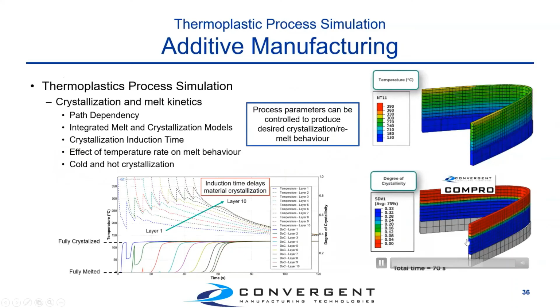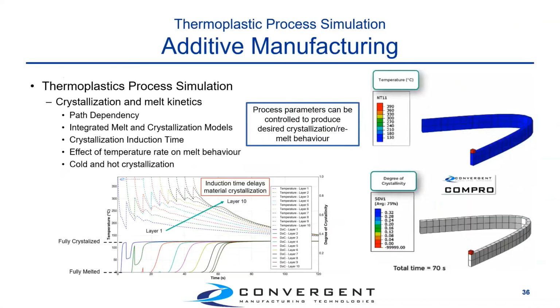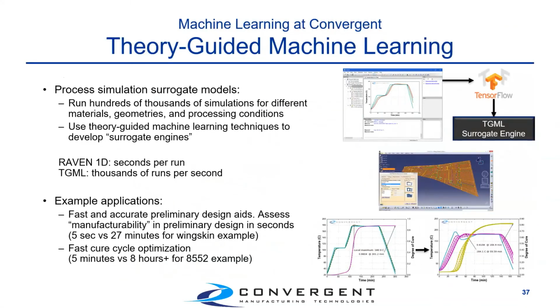Some of the features of the material models, for example, in thermoplastics, the crystallinity models, the melt models, the induction time models, all play key roles in an additive manufacturing process to set different process conditions: the temperature, the rate of deposition, the base temperature. All of those can be simulated virtually using COMPRO and avoid many iterations to achieve good quality parts.